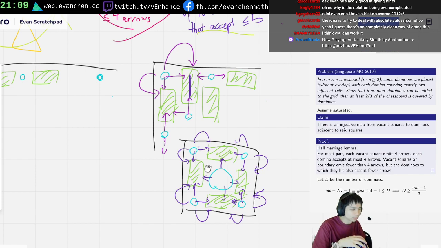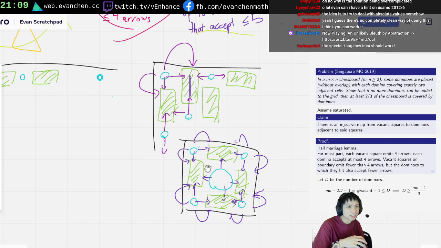I think you can just work it. You're more optimistic than me. Special tangency. Okay, but see, my problem is you have some special tangencies that are at the edge, right? The super dominoes might be ones that are special tangent 3 times. Is that right?